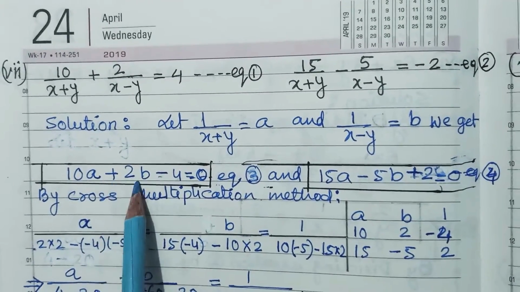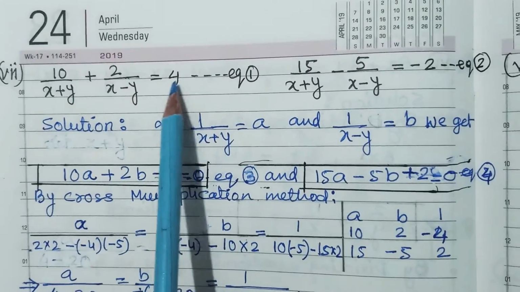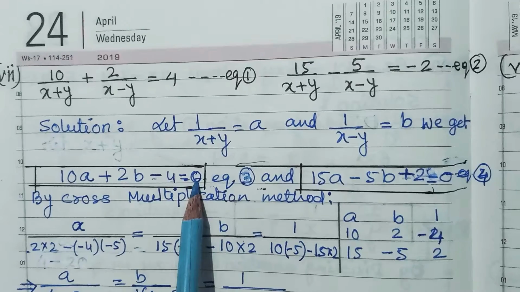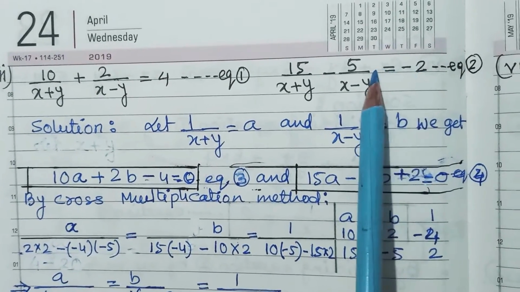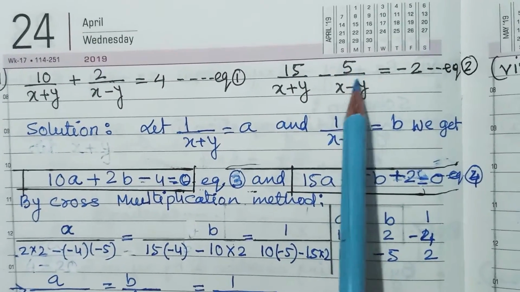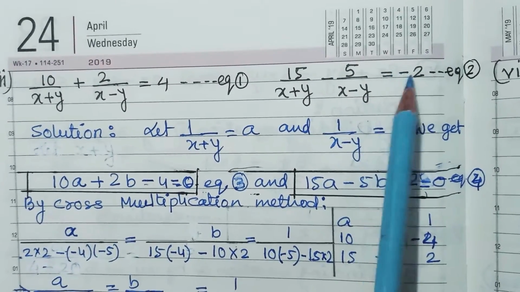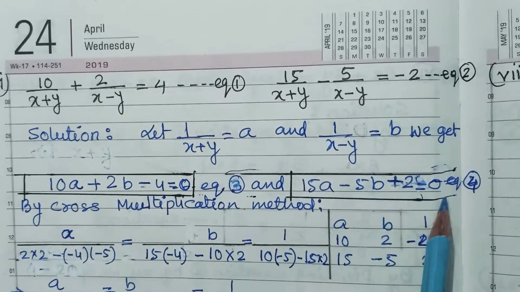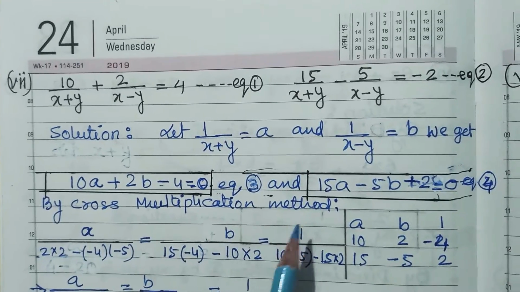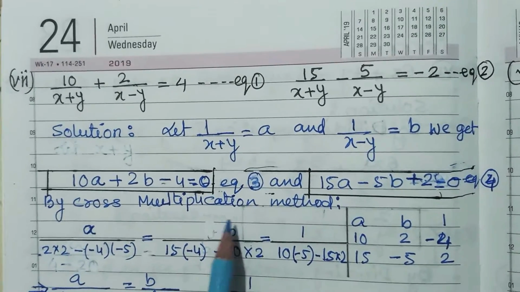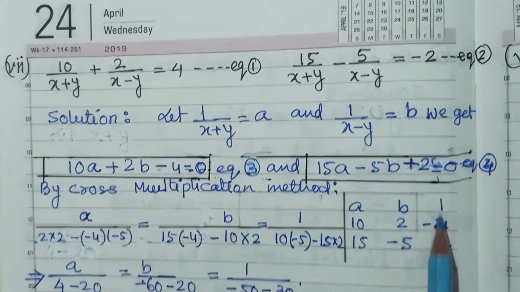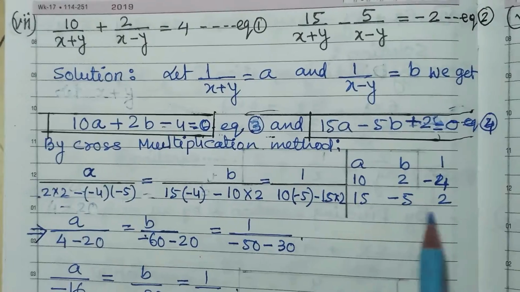So it is 10a plus 2b minus 4 is equal to 0. Actually, I have taken 4 this side, so minus 4 is equal to 0. And this one, it is 15a minus 5b plus 2 is equal to 0. I have taken it in this form because I want to solve it by the cross multiplication method. So now the a coefficient, b coefficient and c coefficient I have written here on the right-hand side.